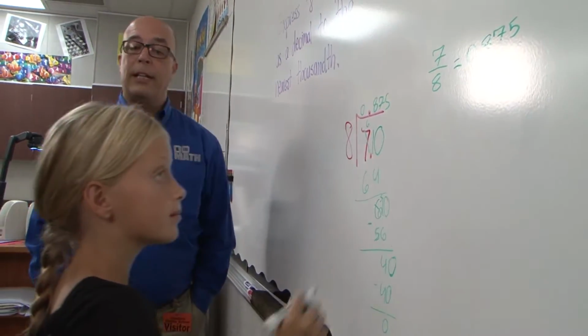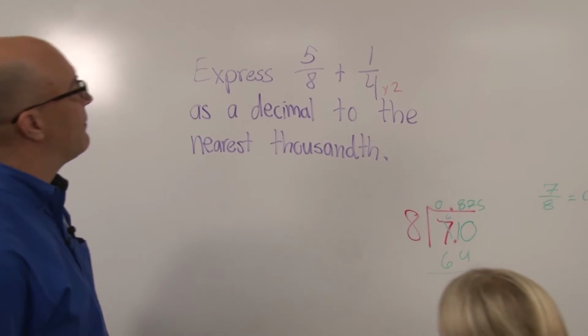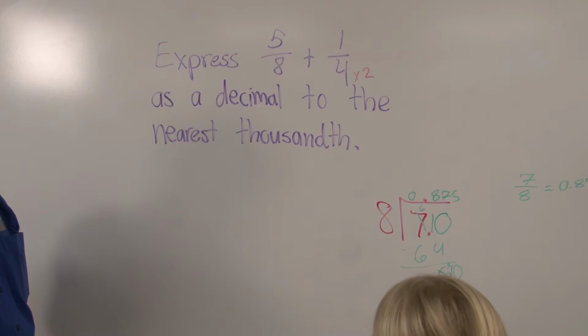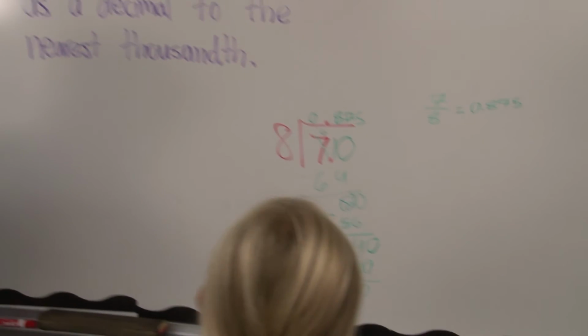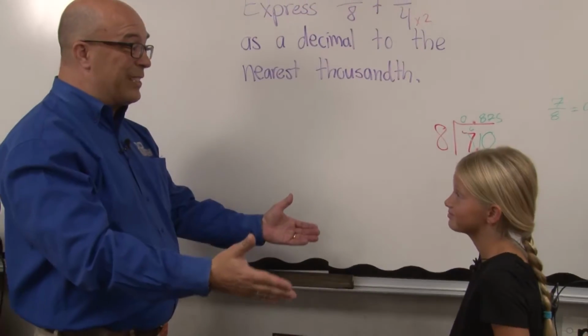And if you would be so kind as to read that one more time for us. Read the whole problem, and then tell us what your answer is. Express 5 over 8 plus 1 over 4 as a decimal to the nearest thousandth. It equals 7 over 8 equals 0.875. That is excellent work. Nicely done. See, the most difficult one wasn't that difficult, was it? No.